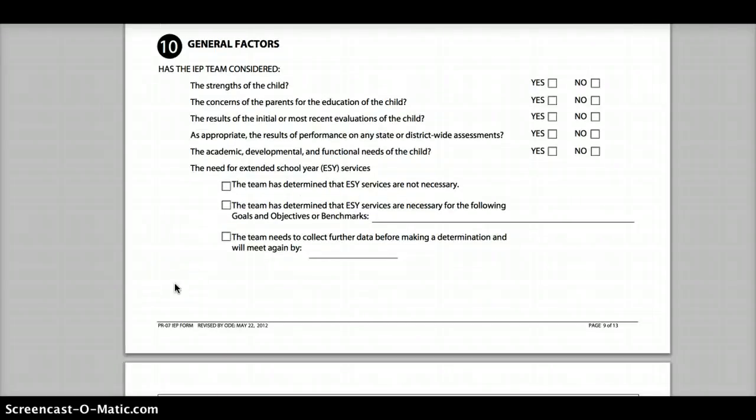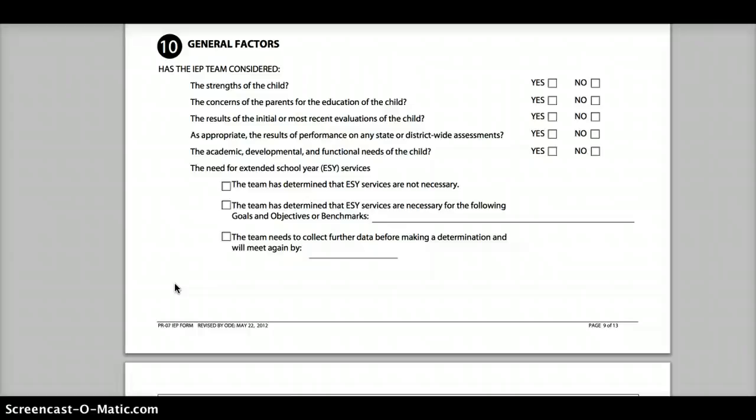You have the right at any time to stop an IEP meeting if you feel uncomfortable or if you feel that your family needs to discuss what's going on. You can always stop that meeting. You always have the right to call an IEP meeting even if the IEP is not due.